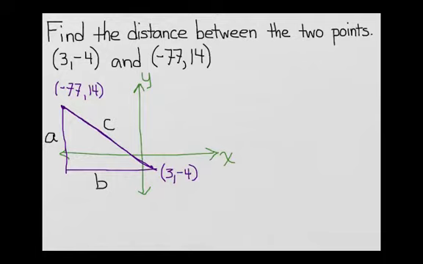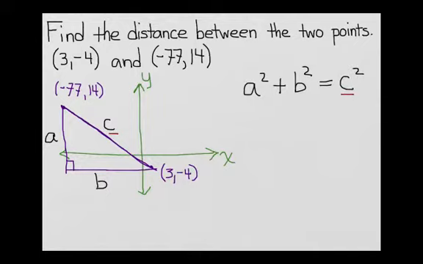And because this is a right triangle, because we have a horizontal and vertical line, they meet at a right angle, the Pythagorean theorem tells us that if we take the two legs of the triangle, the two sides that meet at a right angle, and square them and add them together, what we'll get is the hypotenuse of that triangle squared. And that value is exactly the value that we're looking for, the distance between those 2 points.